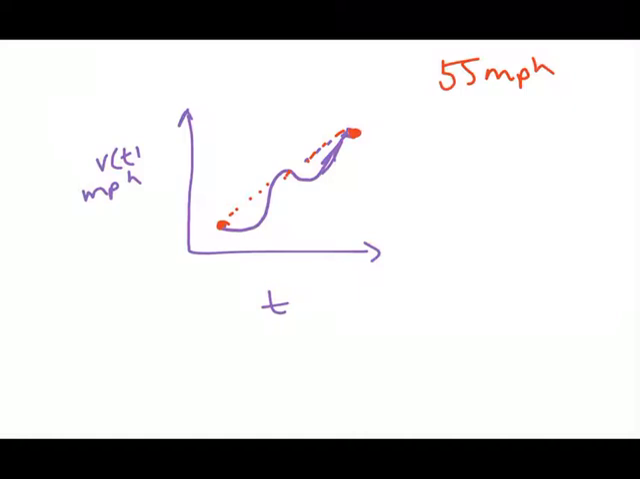Now, if we averaged 55 miles per hour, it's likely that at some point we were going slower than that, and at some point we were going higher than that. But if you think about our curve, if we never stopped along this whole curve of traveling, at some point in time, we had to actually be driving exactly 55 miles per hour.